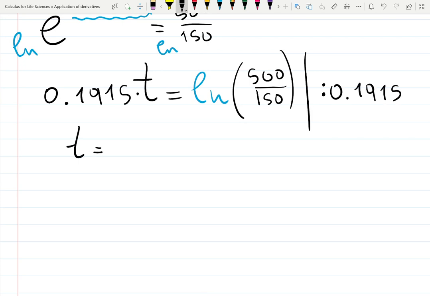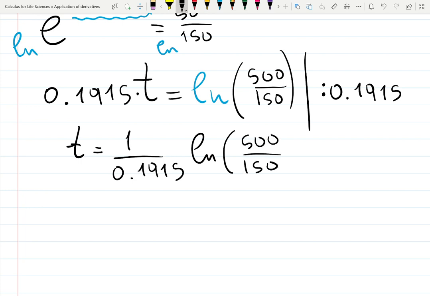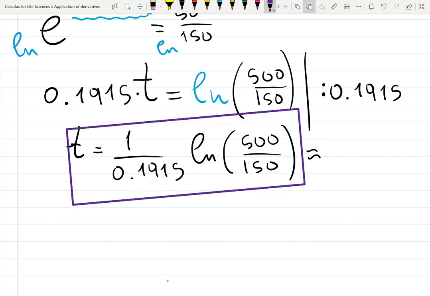So t equals 1 over 0.1915 times ln of 500 over 150. And you usually calculate this number approximately at the very end. If you do approximate calculation in the middle, it will mess up the last answer. So we always recommend to find the exact formula first and then use the calculator to approximate this formula. If you do intermediate approximation, the error will be accumulated and the last answer will be way too off. But this number tells me that it is 6.29 hours. Oh, good job.